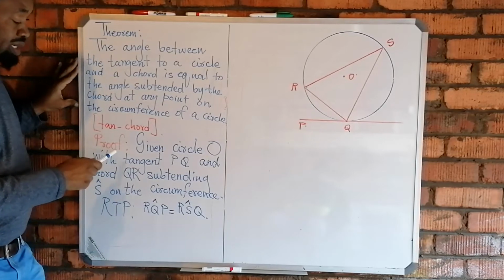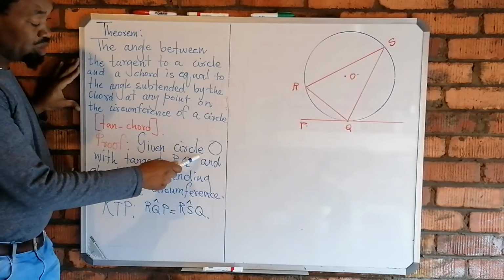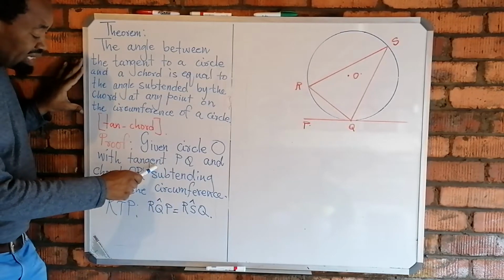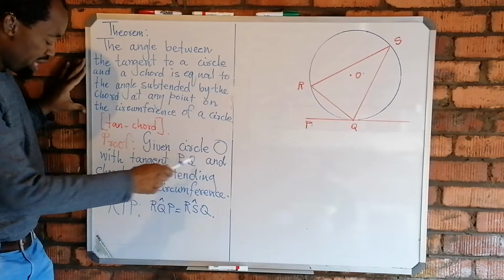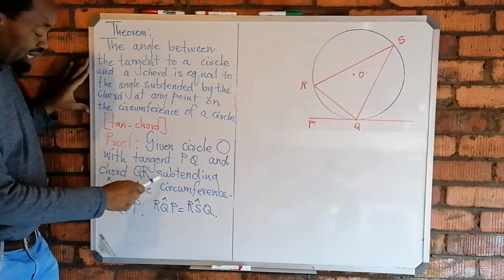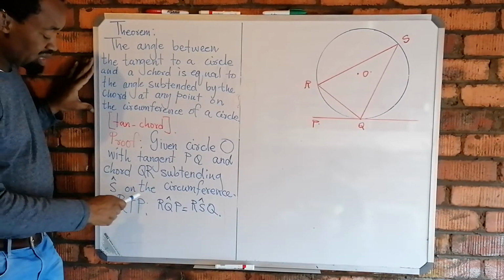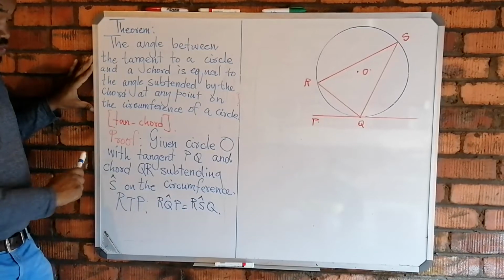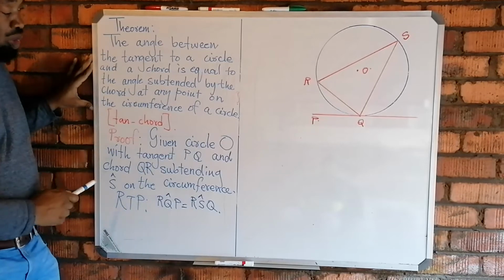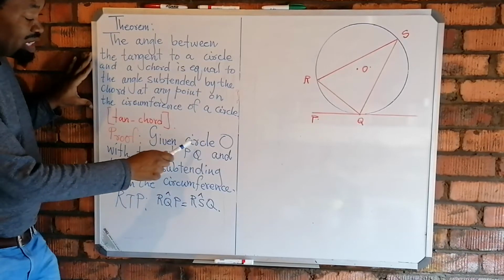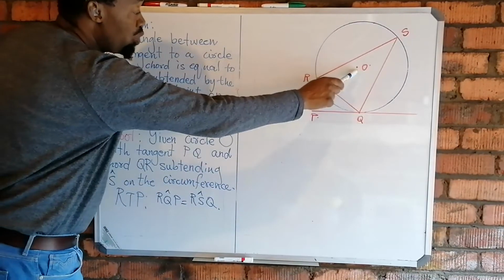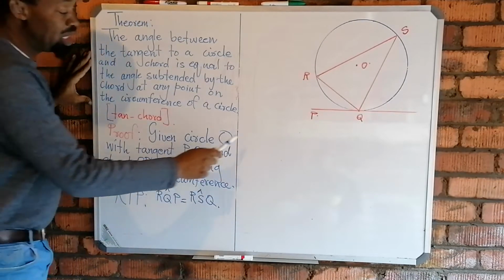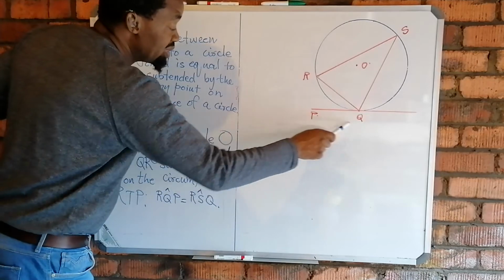The proof to it: you will be given a circle with center O, that is important, with tangent PQ and chord QR subtending S on the circumference of a circle. Let me go through this with you again whilst I'm showing you on the diagram. You are given a circle with center O, there's your center of the circle, with tangent PQ. There's your tangent there.